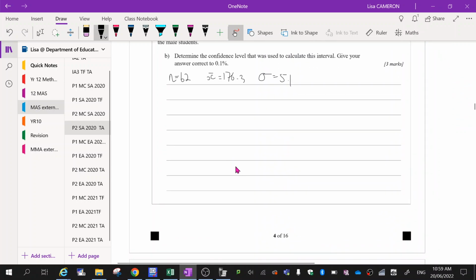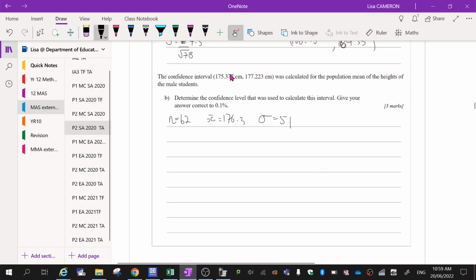Okay, so next thing we're going to do is calculate our confidence interval. Well, we're really just going to chuck it into the formula and work it out from there. So I know that I'm given these two here. If I choose the lower, it's going to go with the minus part. If I choose the upper, it's going to go with the plus part. Doesn't matter which one you choose. I'm going to do this one, which means I'm using the minus.